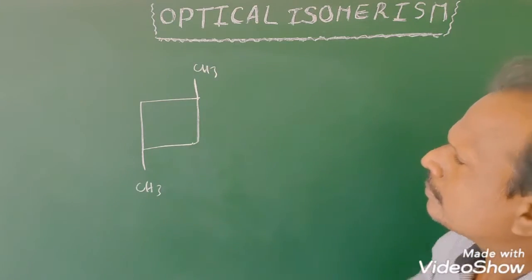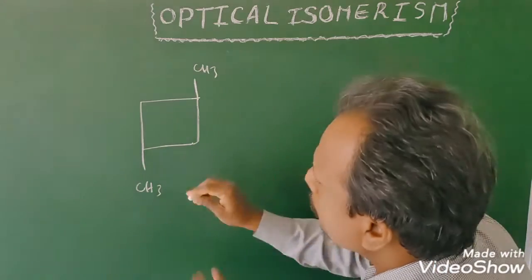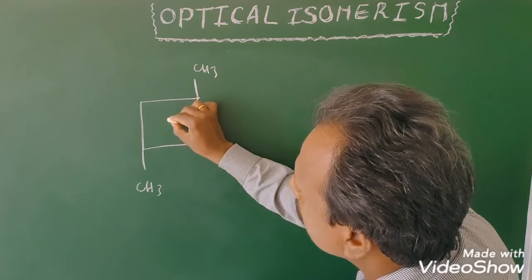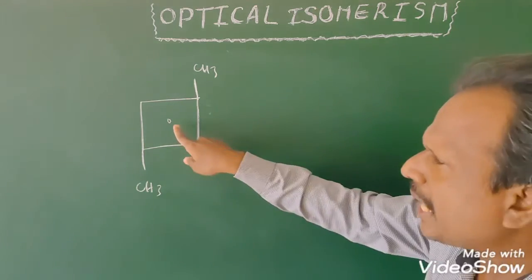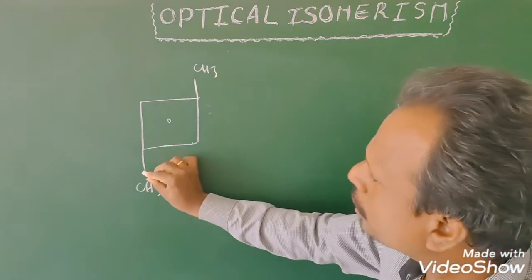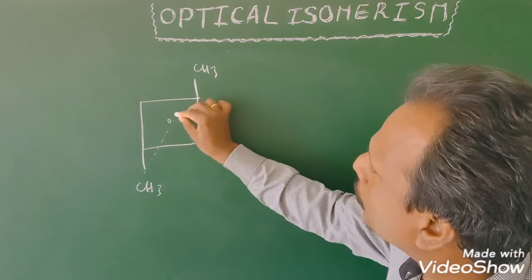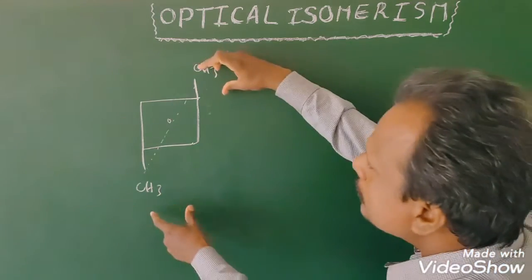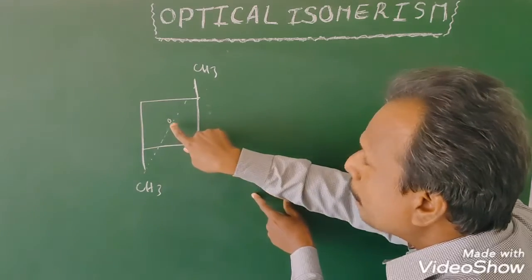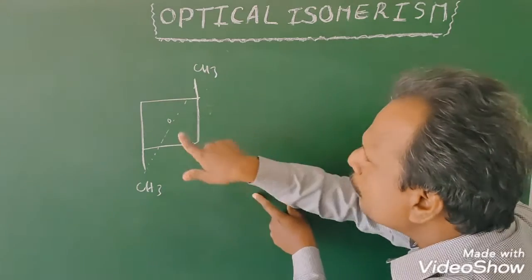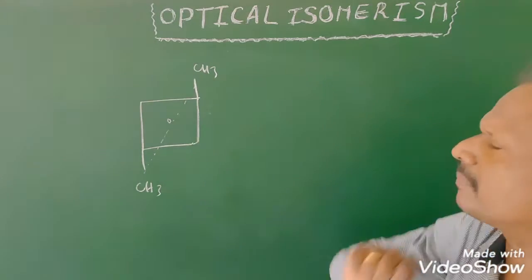So for these two groups, an imaginary point between them lies at equal distance from the two groups. Two identical groups are equidistant from a particular point present within the molecule. It is called the center of symmetry.